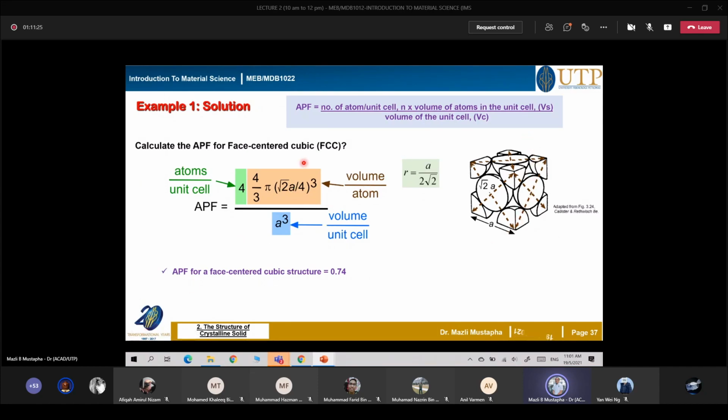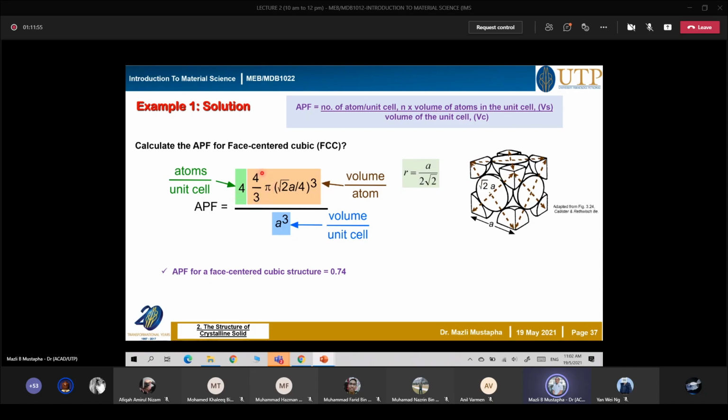Again, I will show you this one, but later on you need to do the exercise. As I mentioned, all the examples will be uploaded. Again, we define APM as the number of atoms per unit cell. For face-centered cubic, we have four. I think we have proved this before. How did we get four?